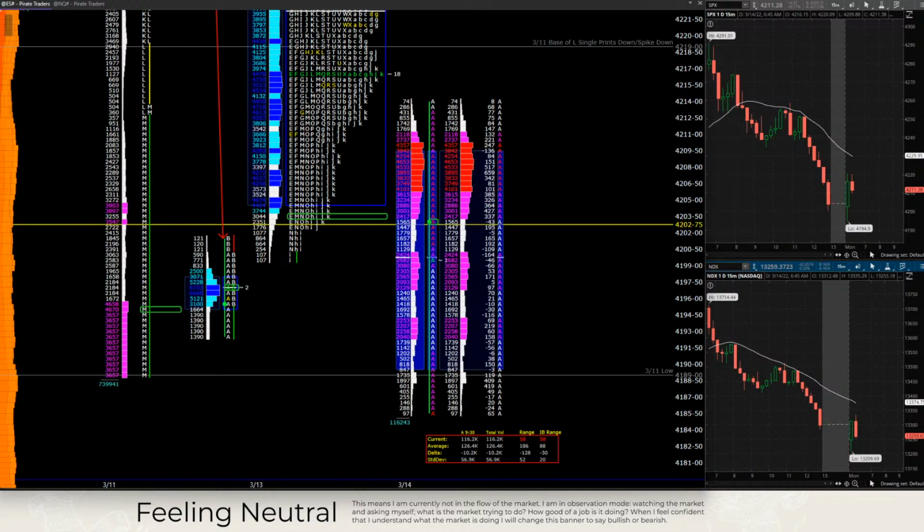Arthur, the shorts lost their shorts. Yeah, that's it basically.